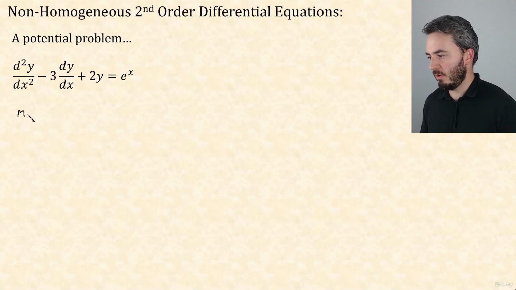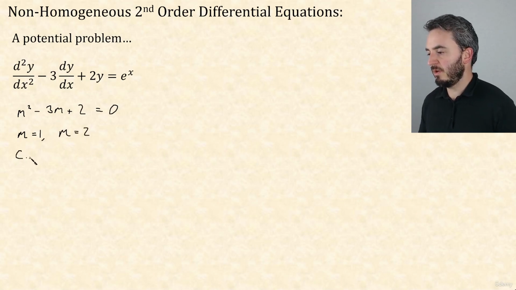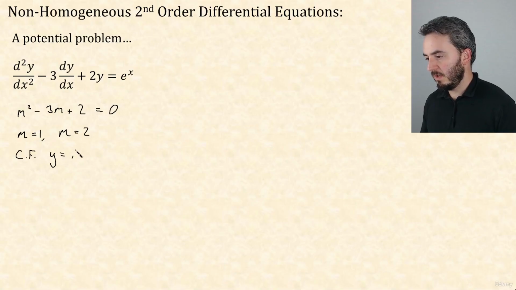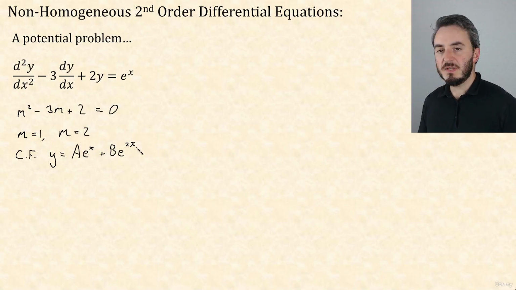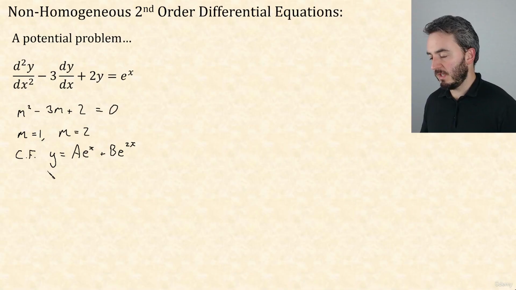So we'll get our auxiliary equation, m squared minus 3m plus 2 equals 0. Solving that, we get m equals 1 and m equals 2. So that suggests that our complementary function is y equals a e to the x plus b e to the 2x. So now we turn our attention to the particular integral.